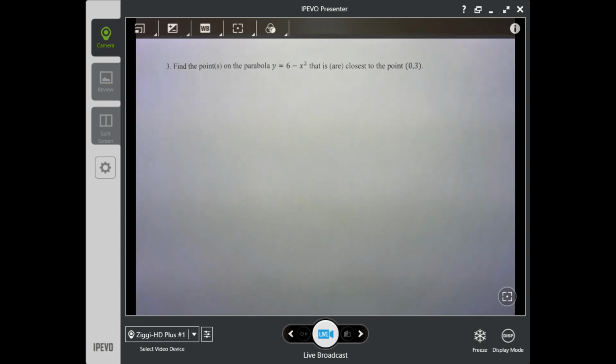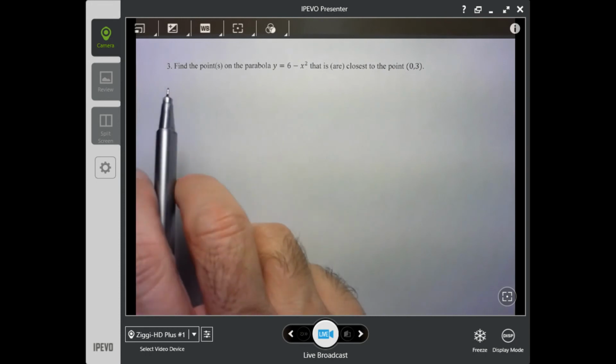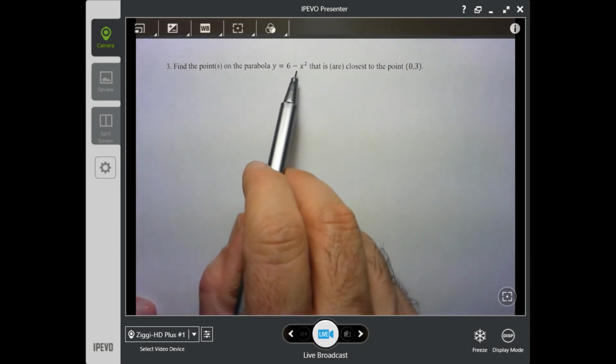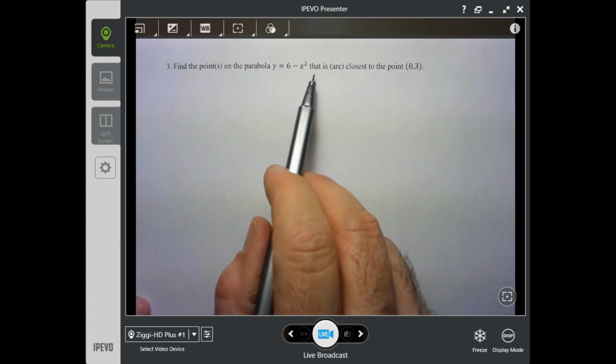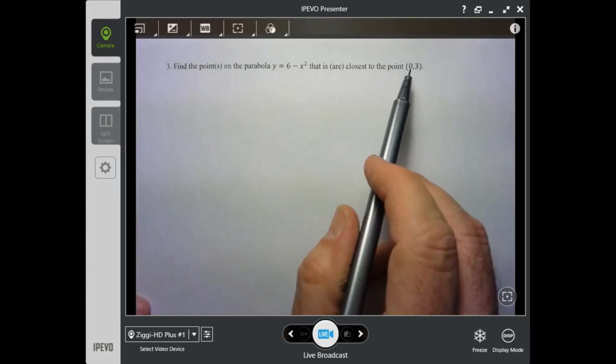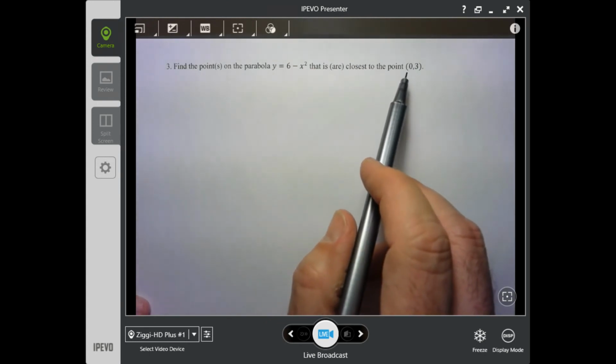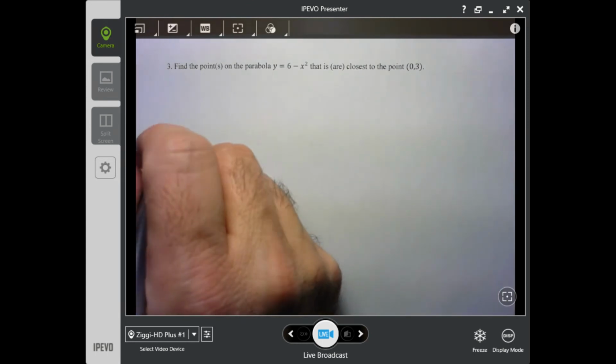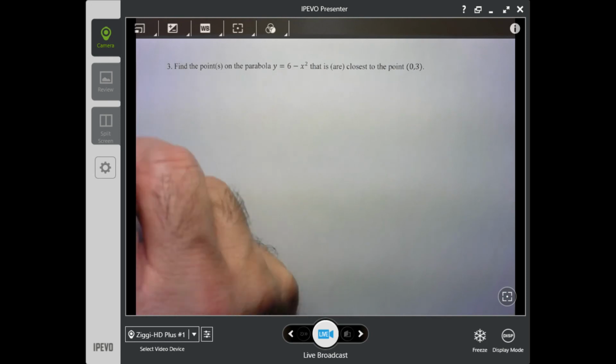Hi folks, this is the third problem in the optimization lesson. So here they're asking us to find the point or points on the parabola given by y equals 6 minus x squared that are closest to the point 0, 3. Okay, now the first thing I notice is that the point 0, 3 is not on the parabola. I guess if it were, the distance would just be 0 because it would actually be on the parabola.